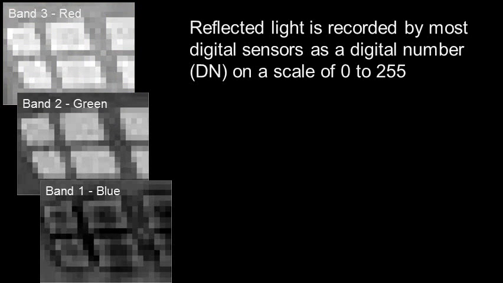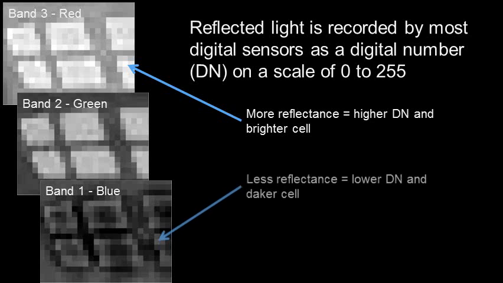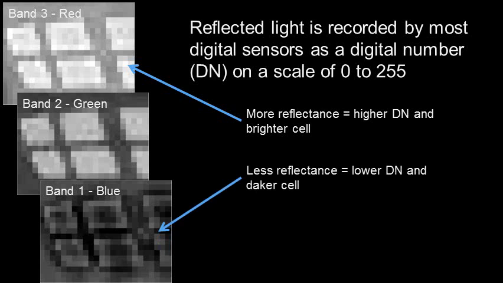As you can see, the camera actually detects the intensity of reflectance within 3 different bands: band 3, 2, and 1, or otherwise known as the red, green, and blue bands. Now, the intensity of reflectance is recorded by the camera on a digital number scale of 0 to 255. So the brighter the number, the higher the digital number, and the brighter the cell or pixel is. The less reflectance that occurs, the lower the digital number and the darker the cell.